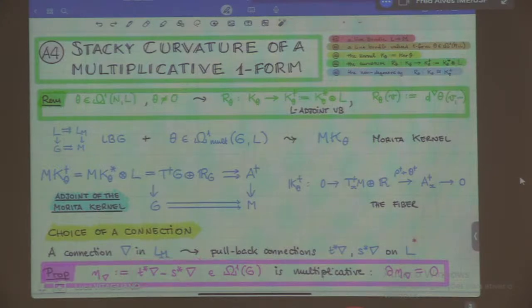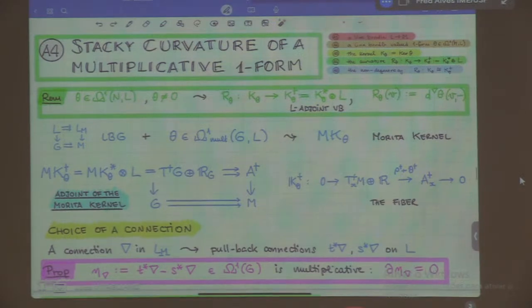So these are connections in a line bundle. So the difference is actually an honest one-form on G, and it turns out that this form is actually multiplicative. So it's closed under the simplicial differential. In particular, we can take the simplicial cohomology class, and it turns out that this is an obstruction to the existence of an invariant connection on L_M. But okay, this is another story.